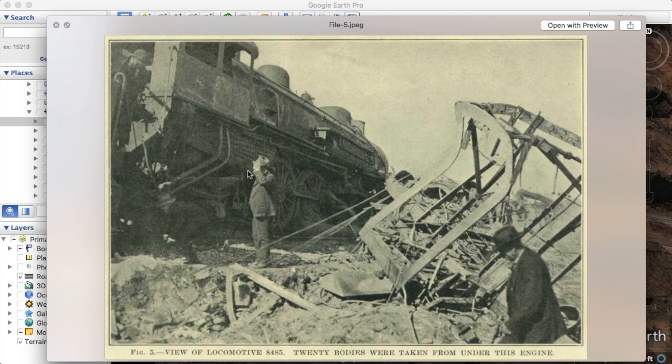Those poor people, man. Didn't even know what hit them. Let's take a look at that photo. 20 people were found under this locomotive. Most of them were probably charred and dismembered.